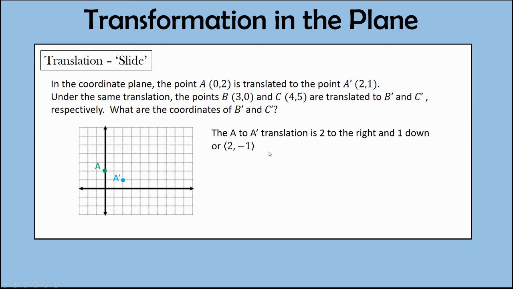All right, the question was, what are the coordinates of B prime and C prime? Well, B was at (3, 0) right here. I'm going to go to the right 2, down 1. There's B prime. C is located at (4, 5). So using that same vector, 2 to the right, 1 down, there's C prime, and that location is now at (6, 4). Again, going back to the vector, I add 2 to the x, take 1 away from the y, there's my new point. Add 2 to the x, subtract 1 from the y, there's the new point. That's how we could use vectors, and that's that style of question.